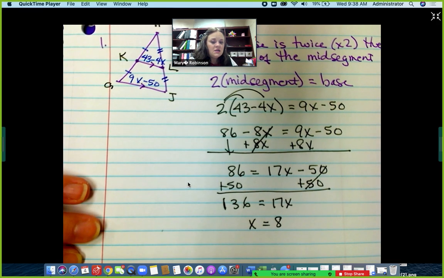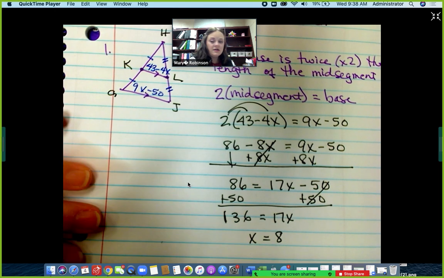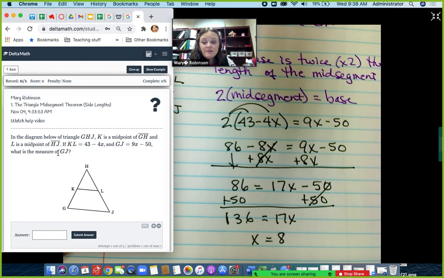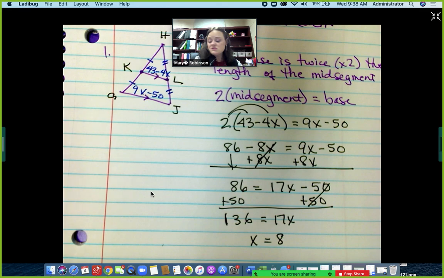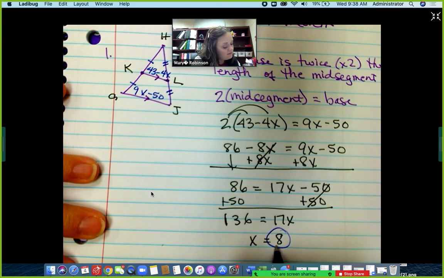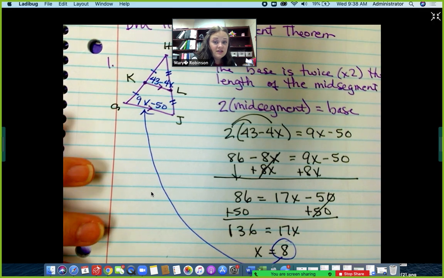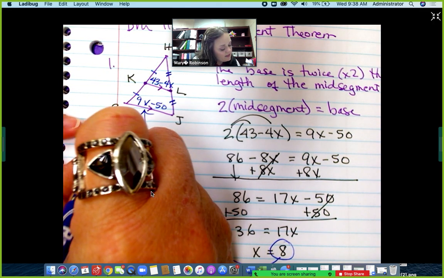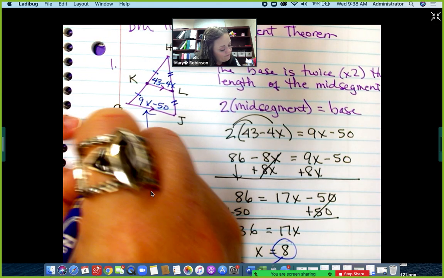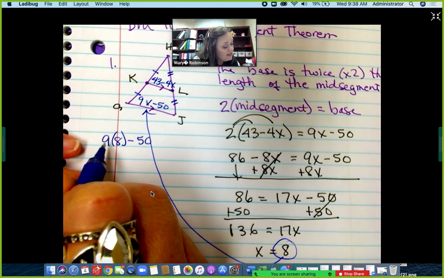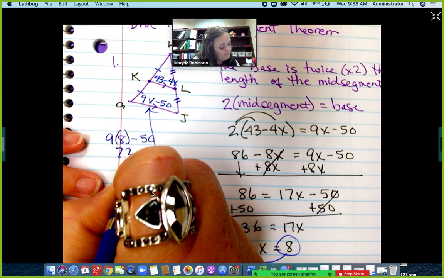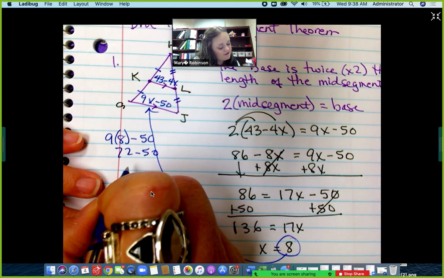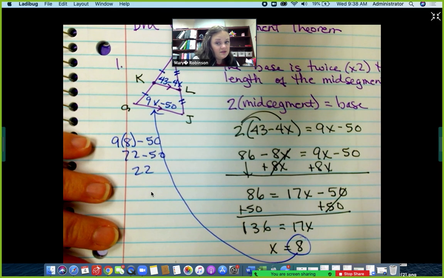Okay? Now, how can I verify that that makes sense? And I believe in the question, by the way, they do ask you what is the measure of JG? And JG is our base. So that means we want to substitute this 8 back into our expression here. So our base would be 9 times the 8 minus 50. 9 times 8 is 72. And then we are going to subtract the 50. And 72 minus 50 leaves us with 22.